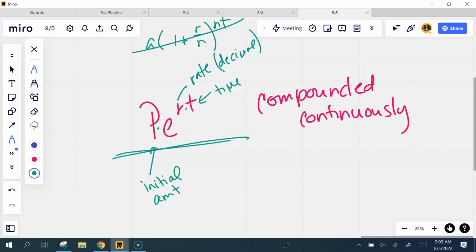What does it mean to be a function? There you go. Graphically, what does it look like? How do I test for a function graphically? There you go, vertical line test.